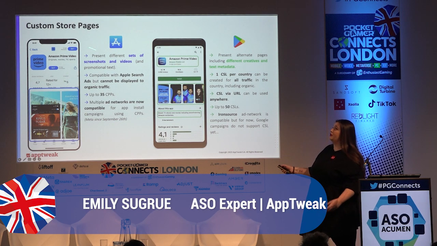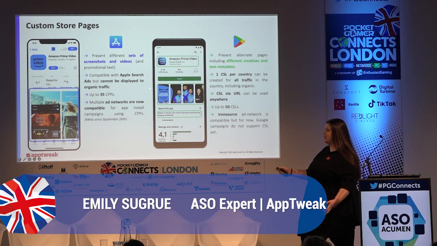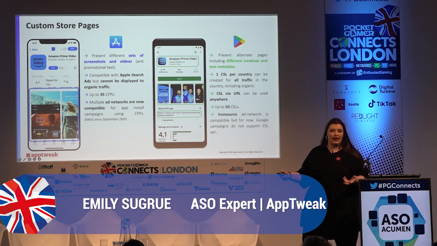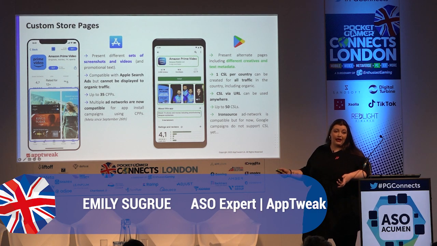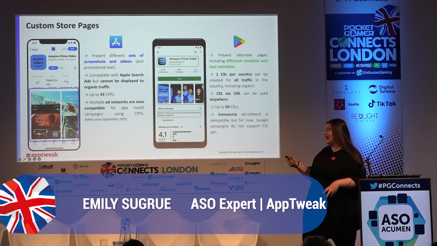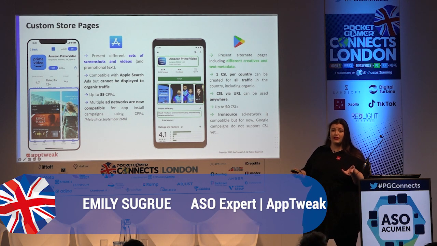They also have different rules. Okay, so with Apple, they're compatible with ASA, but you can't display them to organic traffic. With Google, you can display them to organic traffic as well. You can also have 35 custom product pages and almost 50 custom store listings. So you can have a lot more on Google Play. Not that you need 50, but if you needed to.